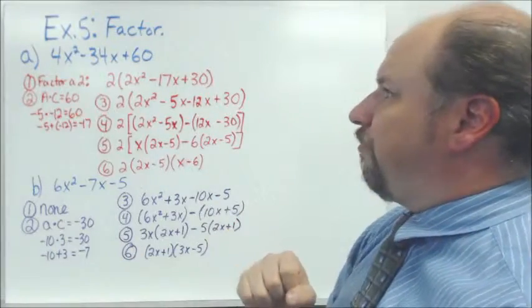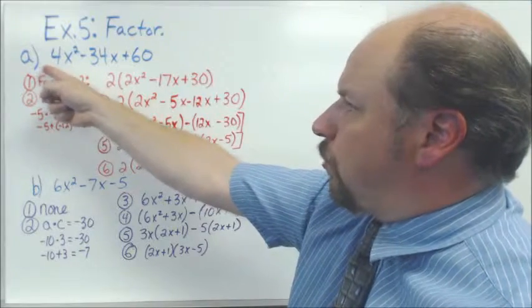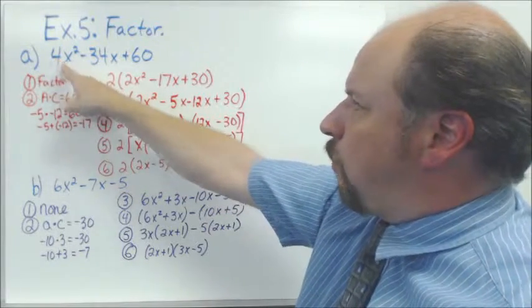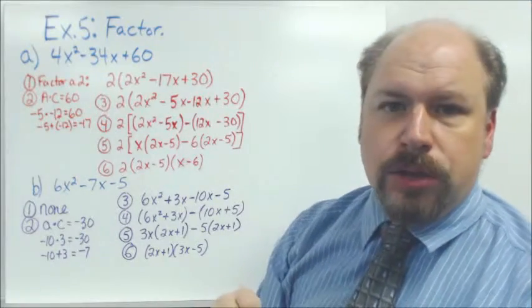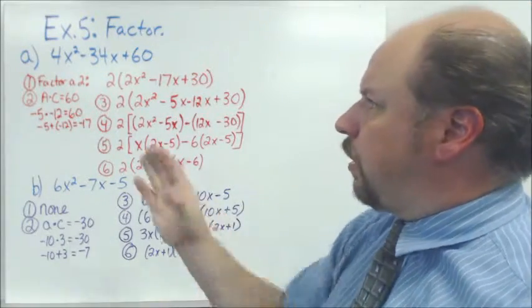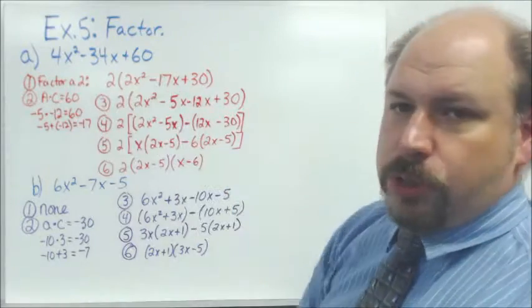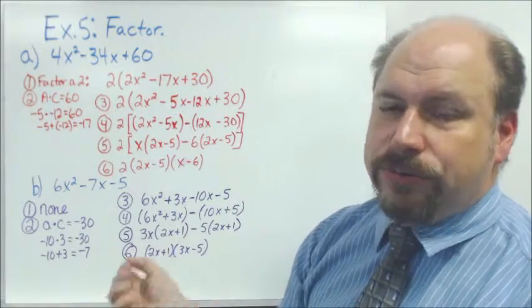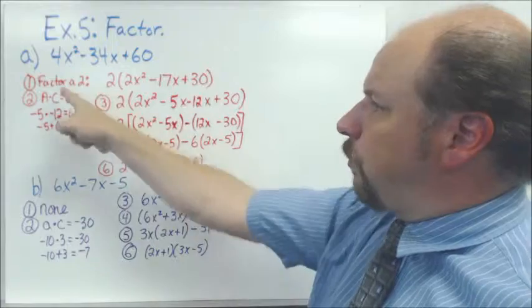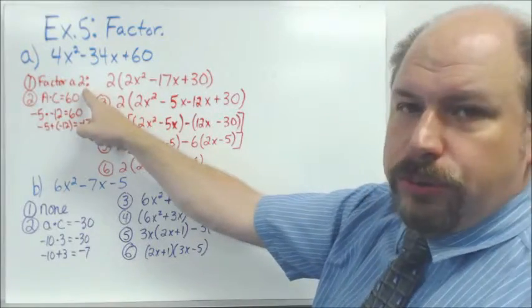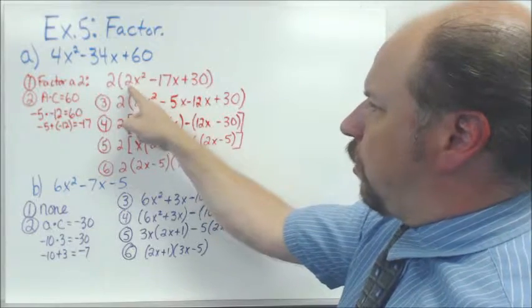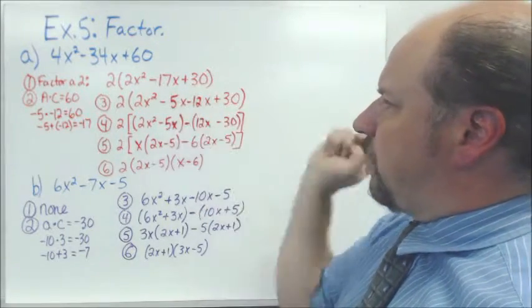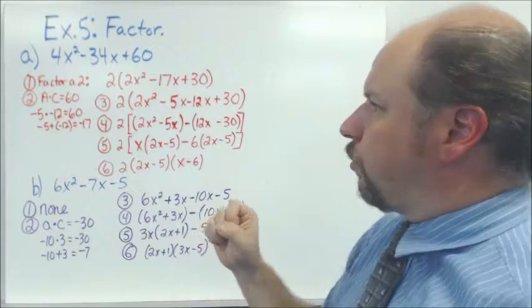Okay, so example 5, factor. And our first one, a, is 4x squared minus 34x plus 60. So hopefully you notice on this one that since all of these terms are even, we have a common factor of 2 in all of them. So the first thing we want to do is factor out a 2. So we're going to take 2 out of every term. So we have 2 times the quantity 2x squared minus 17x plus 30. Okay, so far so good.